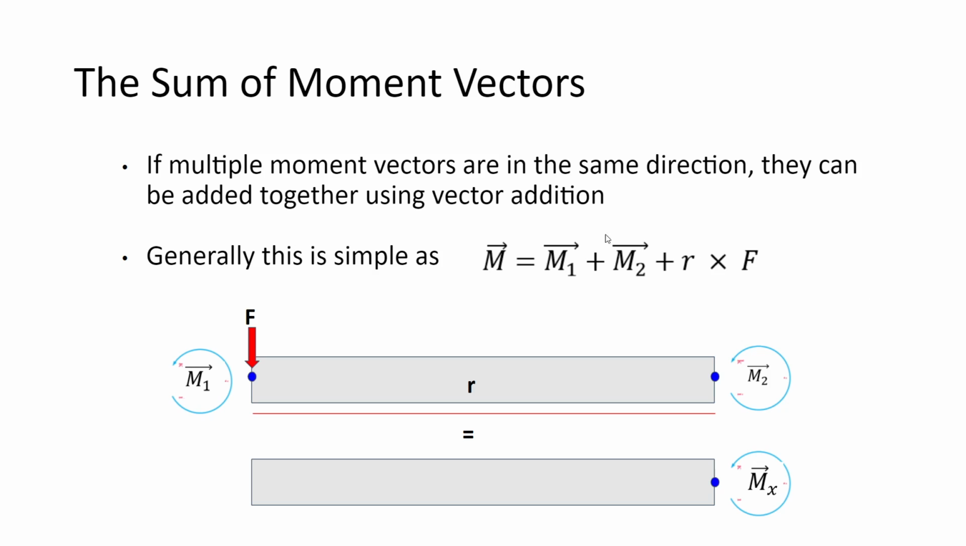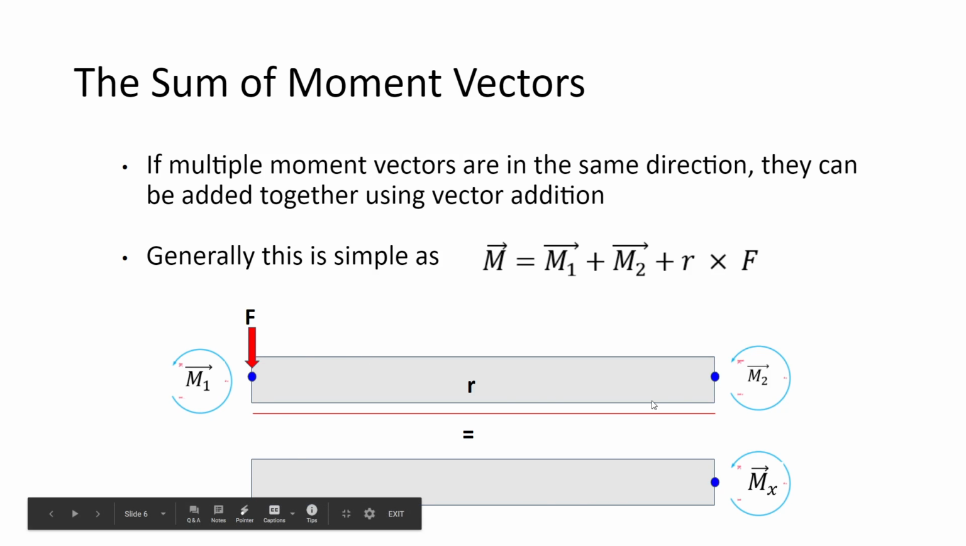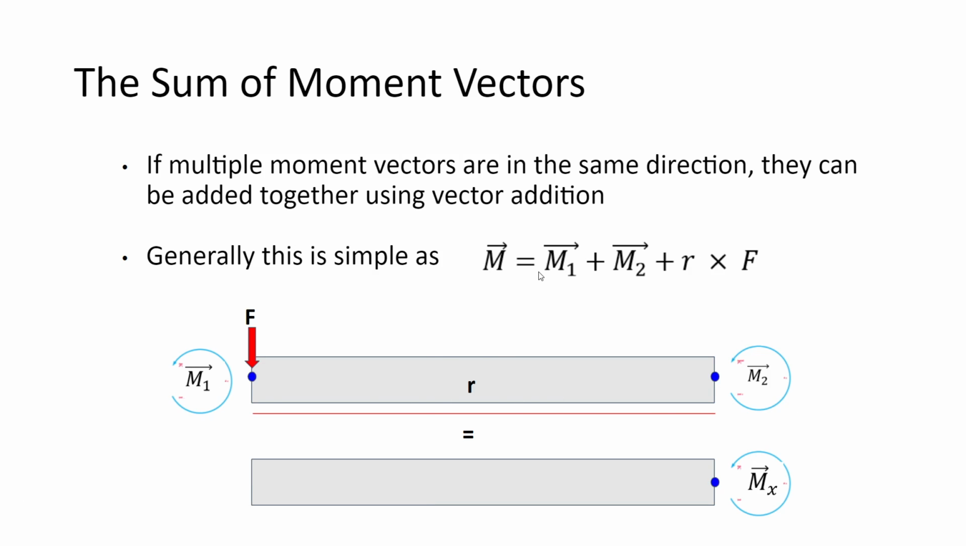And this is very simple. So here we have the sum total moment experienced by this whole beam, which is equal to this moment 1 being applied at this point we'll call A, and this moment 2 that we're experiencing at this point we'll call B. Because they're along the same axis, we can assume that they are two vectors that we can add together using vector addition.